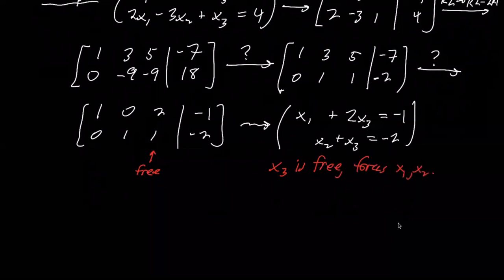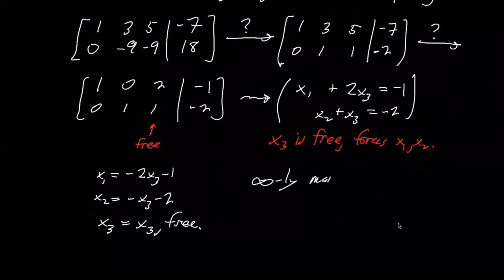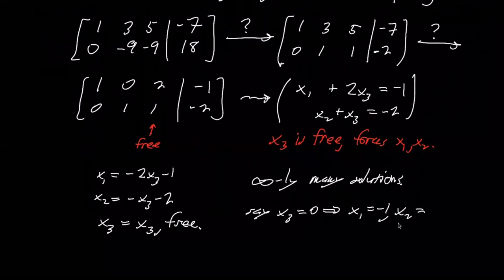So one way we can write this is x1 equals -2x3 minus 1, x2 is -x3 minus 2, and x3 is just x3, free. So you could find solutions. In fact, this has infinitely many solutions. You could find solutions all you want. Let's even just say x3 is 0 for a very simple solution. That would imply that x1 is -1 and x2 is -2, right?